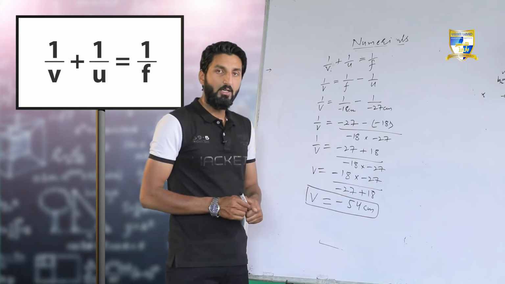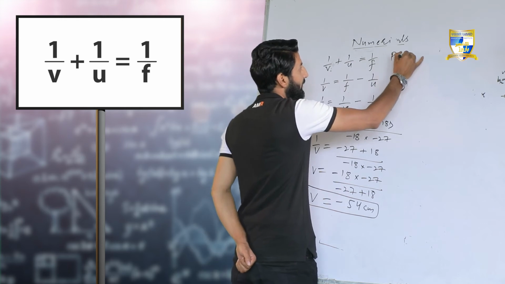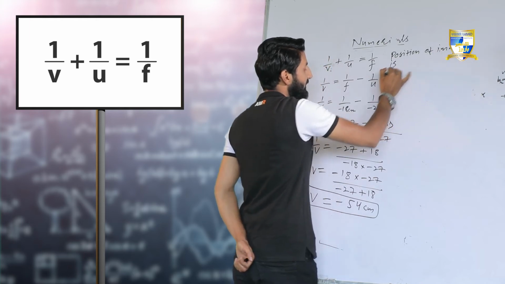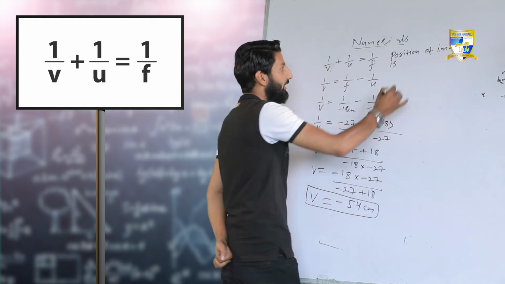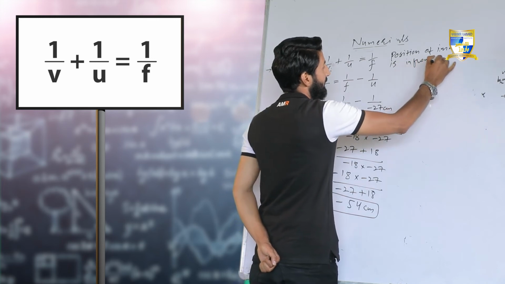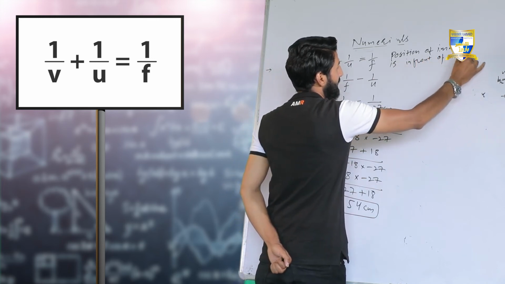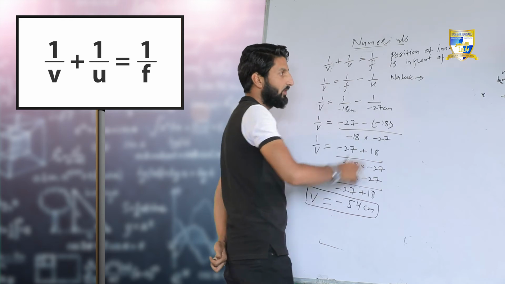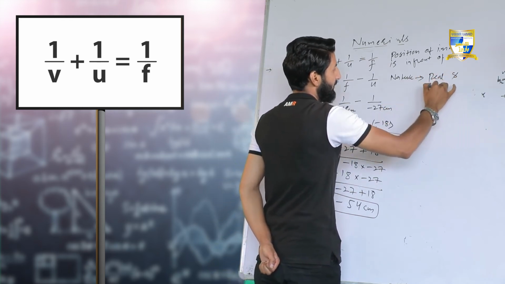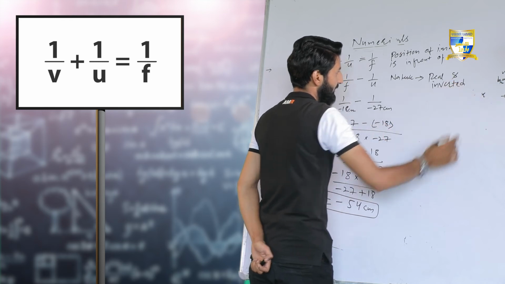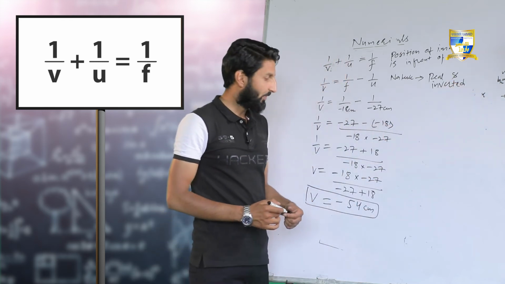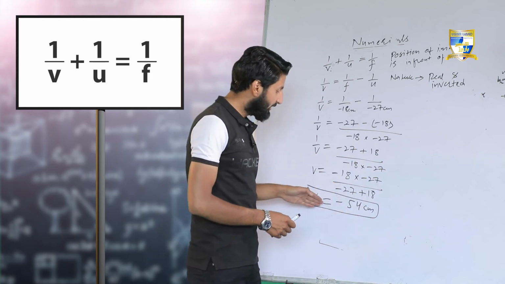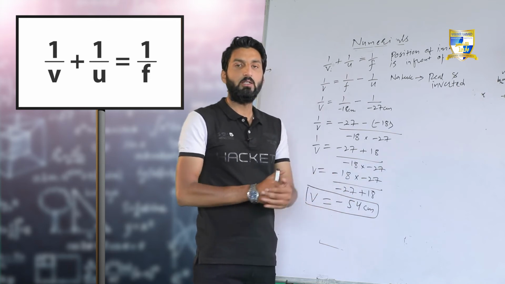What does this signify? That V is minus, so the position of the image is in front of the mirror. Now the nature, V is minus, so the nature of the image is real and inverted, as per the sign conventions and assumptions. So the image distance comes out to be minus 54 centimeter, and this simple numerical value is giving me the different characteristics of the image.